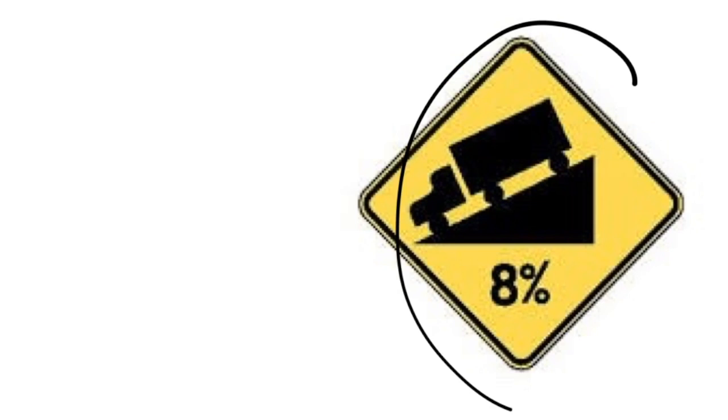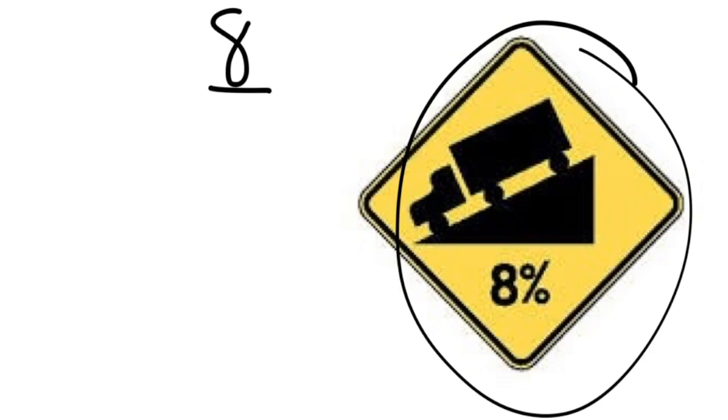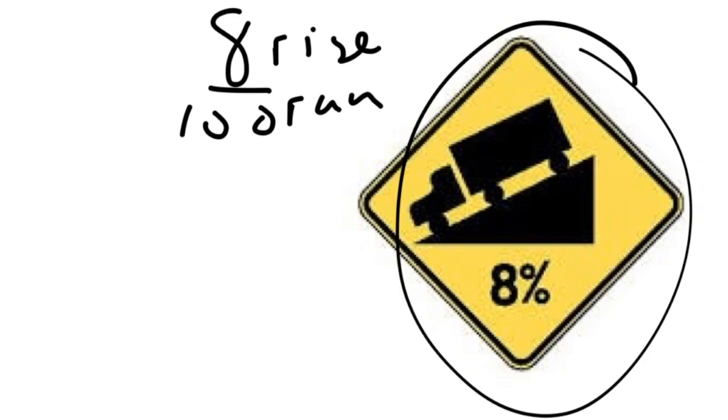If you've traveled out west at all, you might have seen one of these signs in the mountains. You have an 8% slope. 8% means 8 out of 100. And this is rise over run. So the run would be 100 feet.